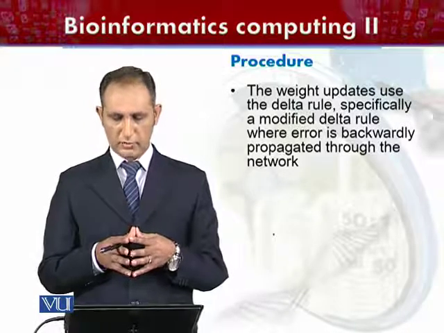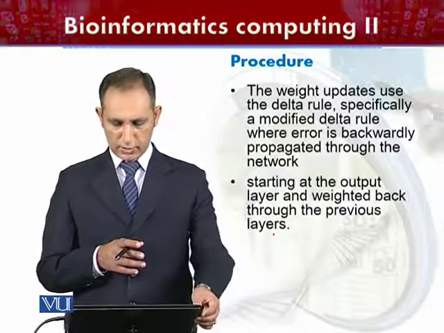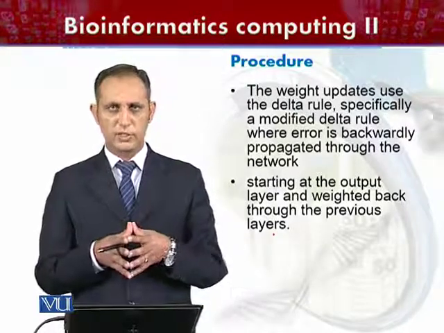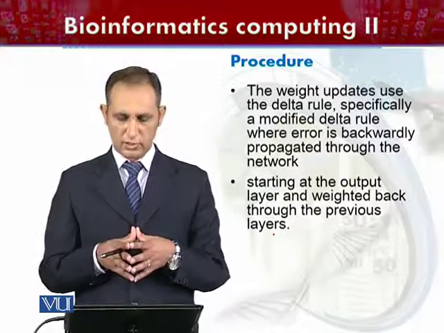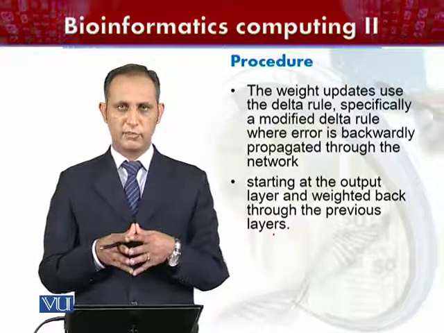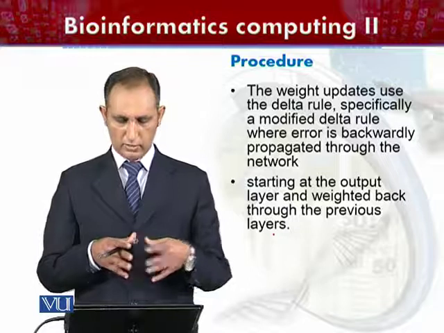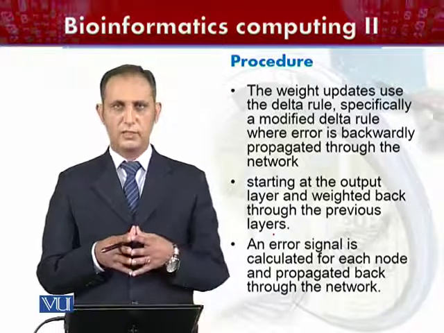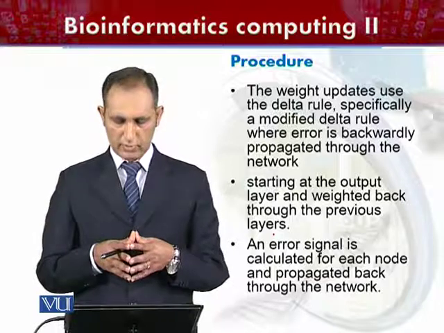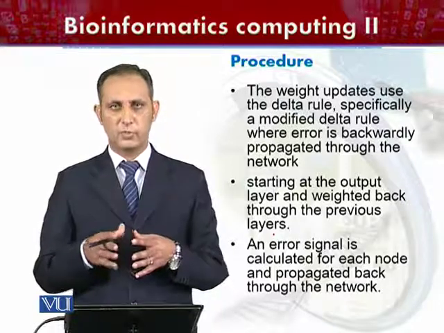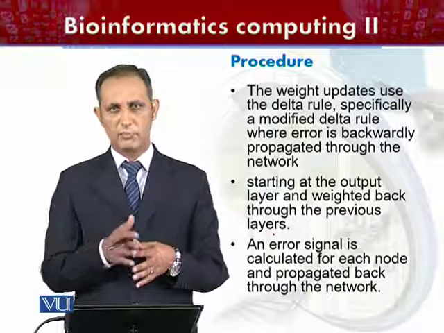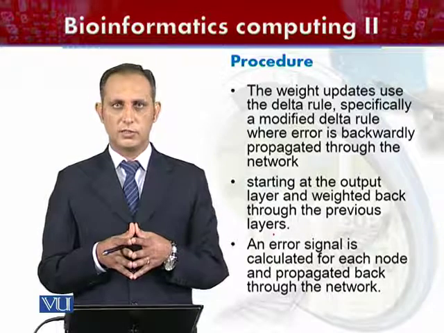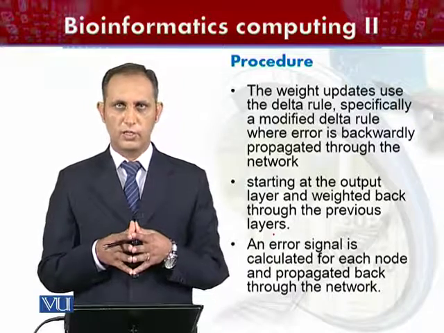The weight updates use the delta rule, and more specifically, a modified delta rule where the error is propagated backward through the network. When propagating the error backward, it starts at the output layer and is weighted back through the previous layers. An error signal is calculated for each node and propagated back to the previous layer, and this is the generalized procedure these backpropagation algorithms use.